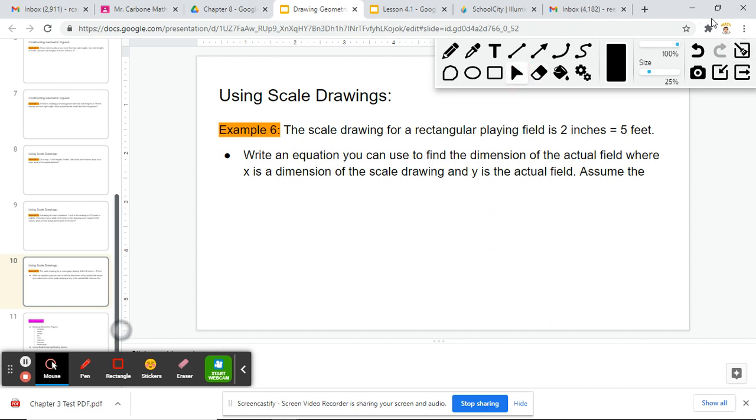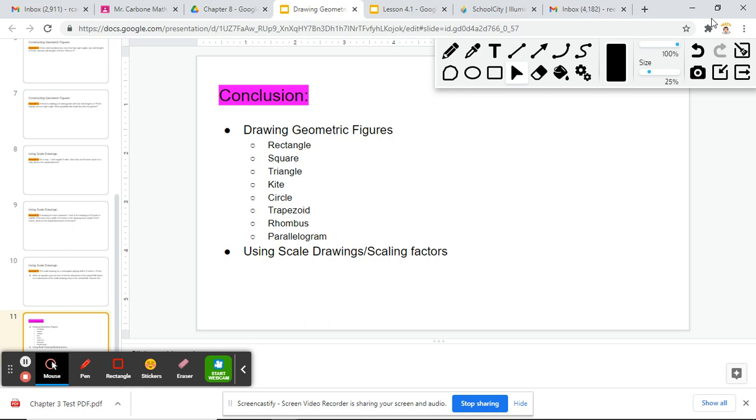Alrighty, so in conclusion today, we learned about some geometric figures, right? We learned about rectangles, squares, triangles, kites, circles, trapezoids, rhombus, and parallelograms. So there's quite a few there. And then lastly, we learned about using scale drawings and writing with scaling factors. So make sure you guys get this all down in your notes.